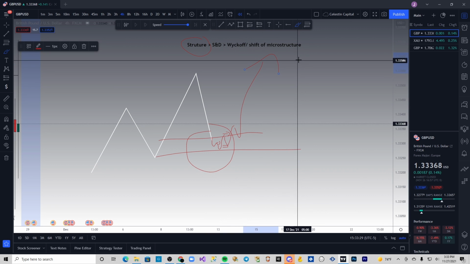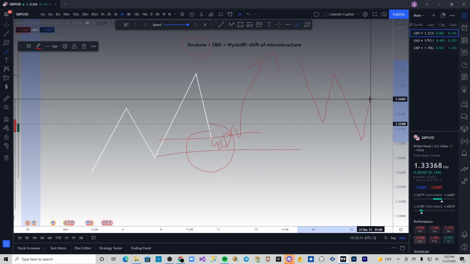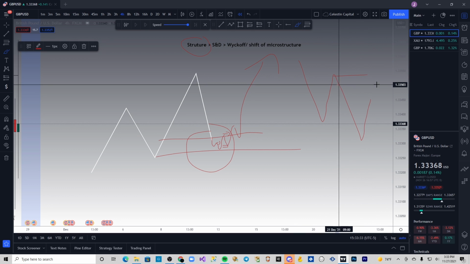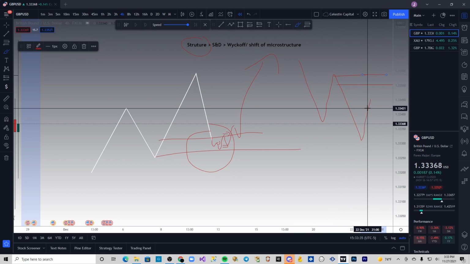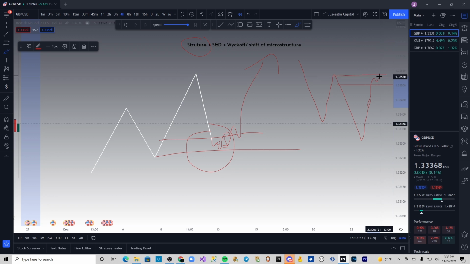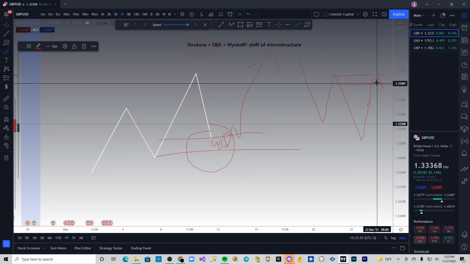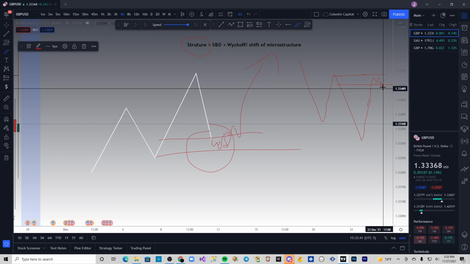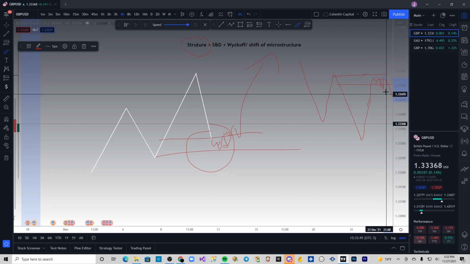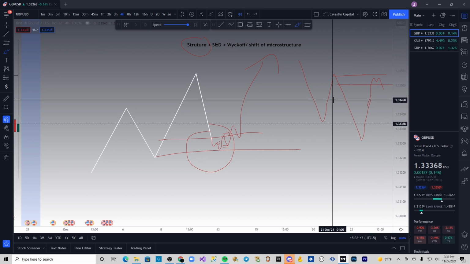Same case with the downtrend. I don't want to just get in off of the supply zone. What I want to see is the market struggle to go up, and I want to see a shift of microstructure. I want to see the market break to the downside and continue to bounce off supply zones and break to the downside so I can get in and take it to the downside.